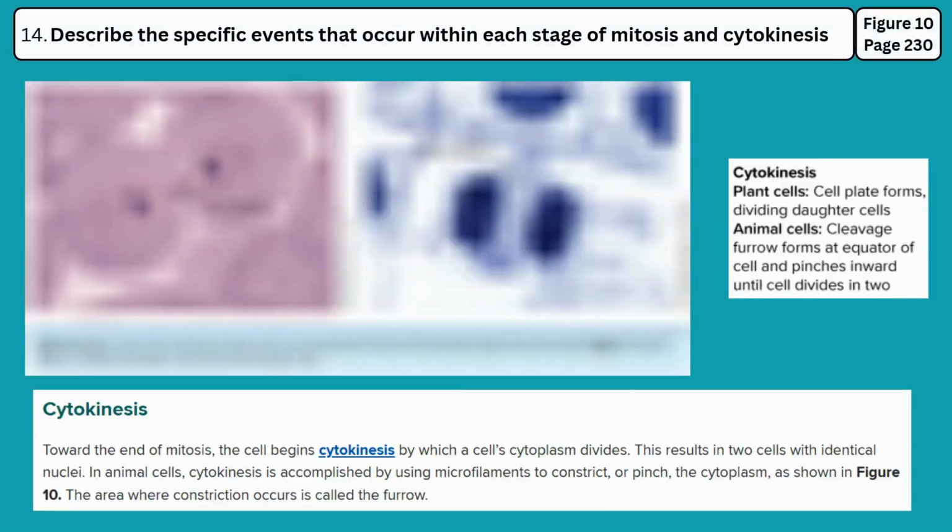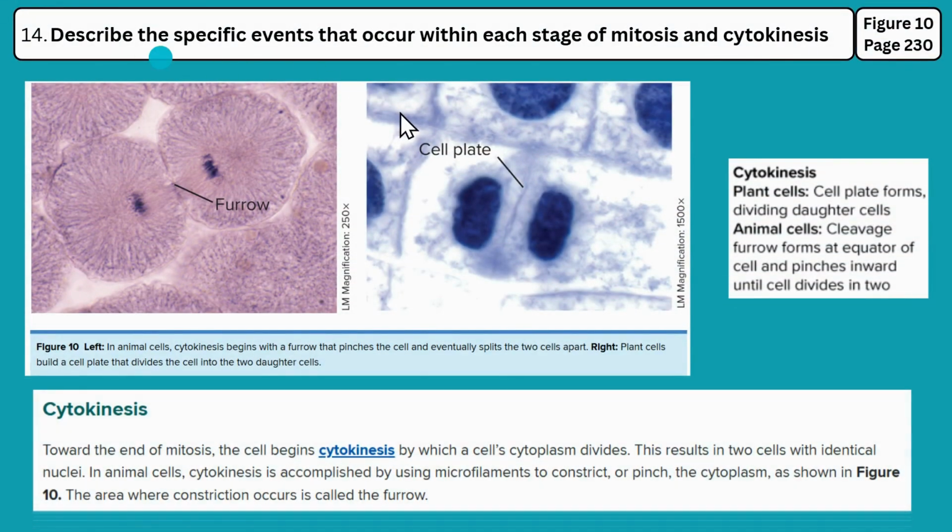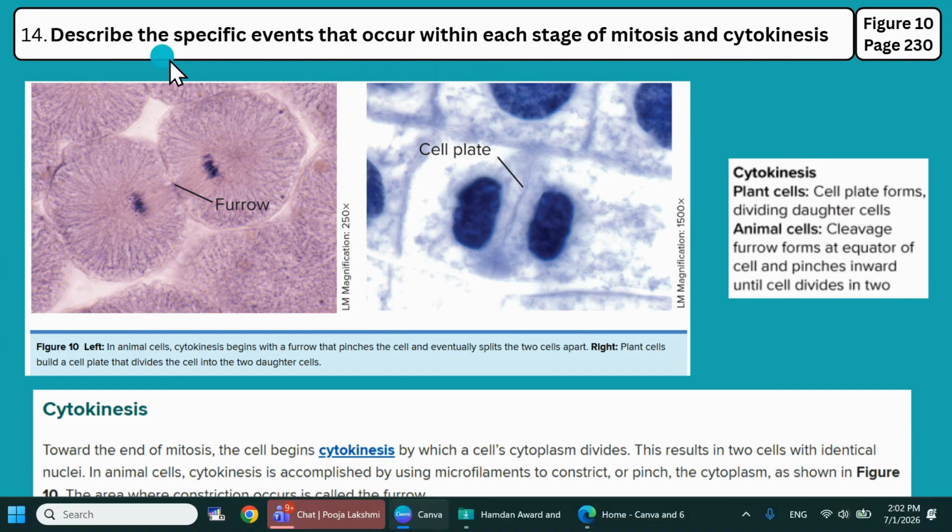You can watch the video again, okay? Now we come to specific events that occur within each stage of mitosis and cytokinesis. We already studied mitosis. Now this is cytokinesis. In cytokinesis, plant cells and animal cells are different. I just told you, in a plant cell, a cell plate is formed, and in an animal cell, a furrow is formed. So that is how cytoplasm divides to form two daughter cells.